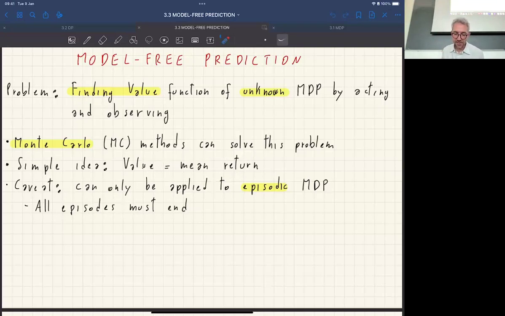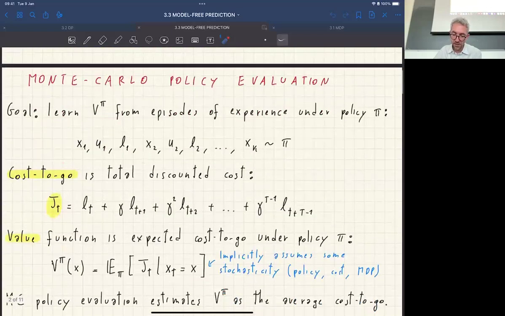The caveat here is that this idea can be only applied if you have an episodic MDP, which means that your episodes must terminate. So there must be an end to the episode, so you cannot work in the infinite horizon setting, which is instead more common in reinforcement learning. This is going to be fixed by temporal difference learning, which is the other method we're going to discuss later. So this is the key idea. Let's see how it is detailed.